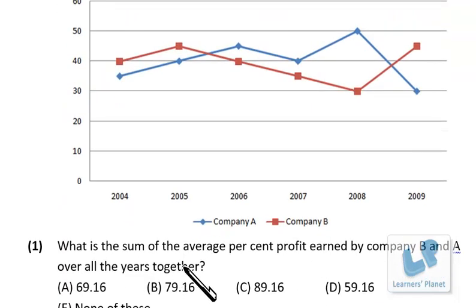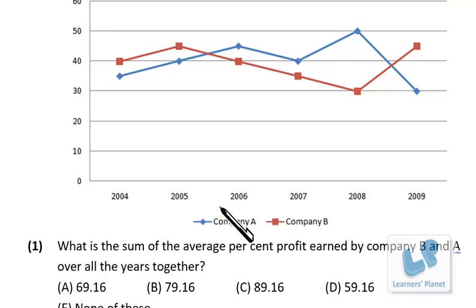What is the sum of average percent profit earned by company B and A over all the years together? So we have 1, 2, 3, 4, 5, 6 years, and we have to add the average profit percent. There are 2-3 ways of solving this problem. You can find out the average of A, the average of B, then the combined average. Apart from that, you can add up A and B for each year and then divide by 6 to find out the average. So any of the methods can be chosen.